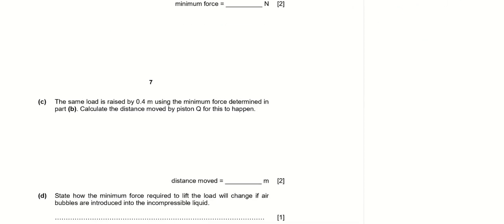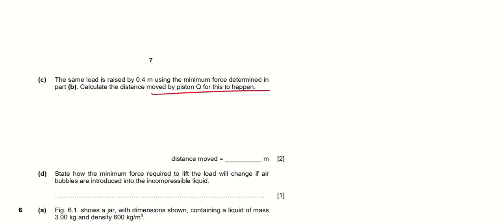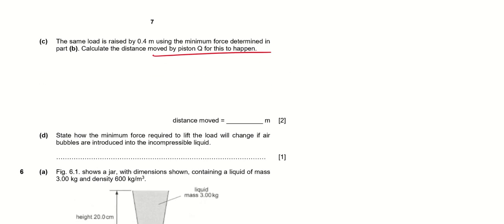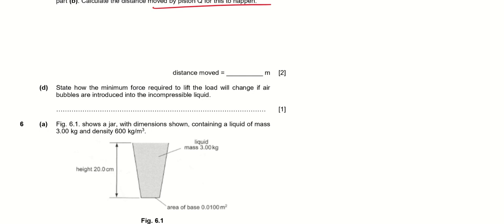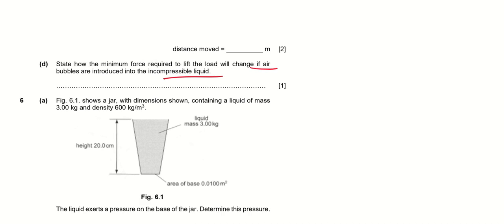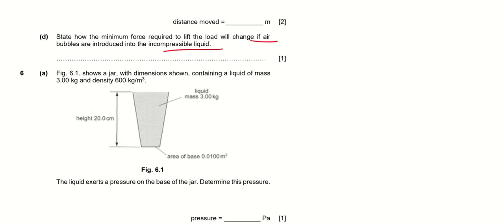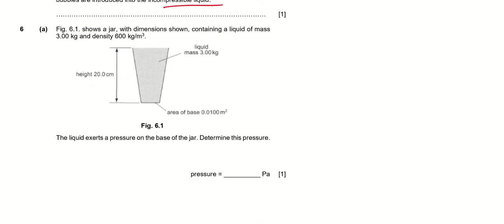Now the same load is raised by 0.4 using the minimum force. Calculate the distance moved by Q. This one you can't really do yet unless you have already covered the principle of conservation of energy and the idea of work done, so we shall skip this first. If you're interested, next time we can come back to this question. Now state how the minimum force required changes if air is introduced. I think this question came out in the tutorial and also in other sets of practice papers, so we'll just skip.